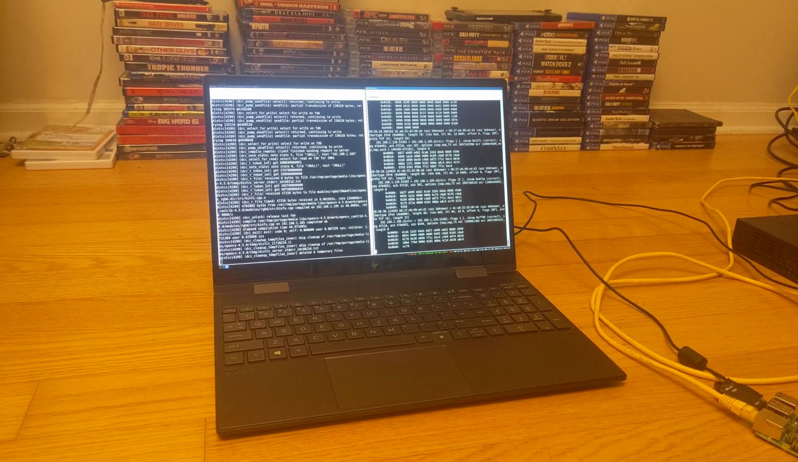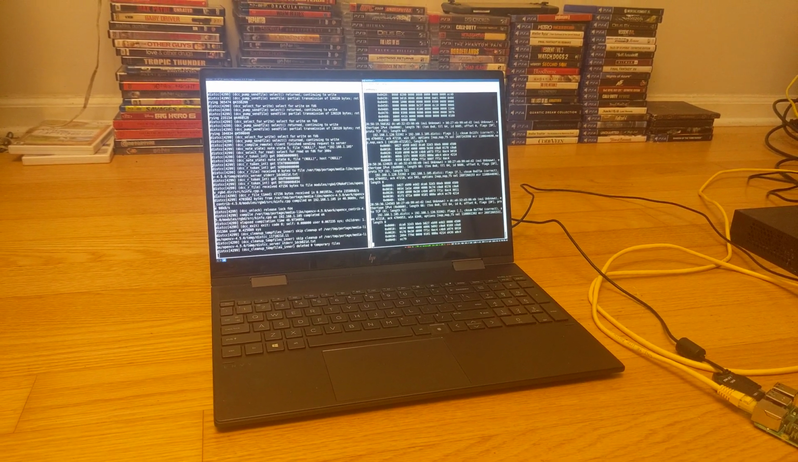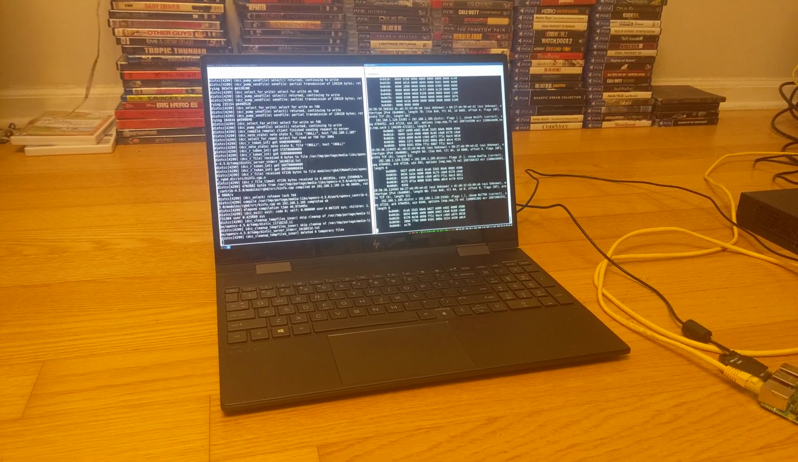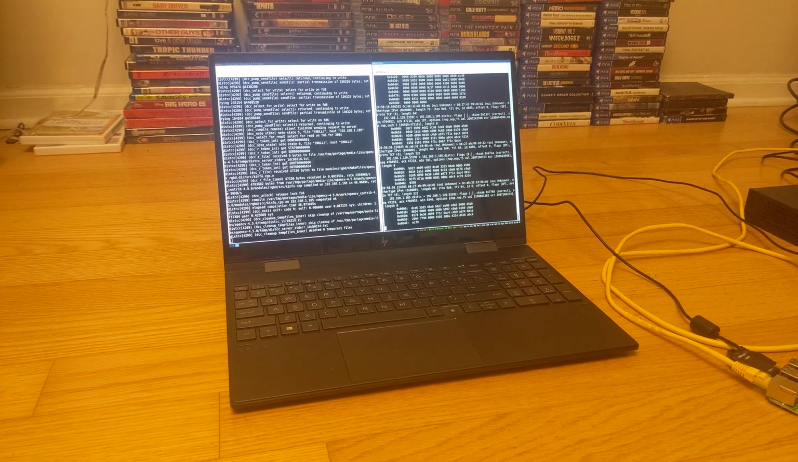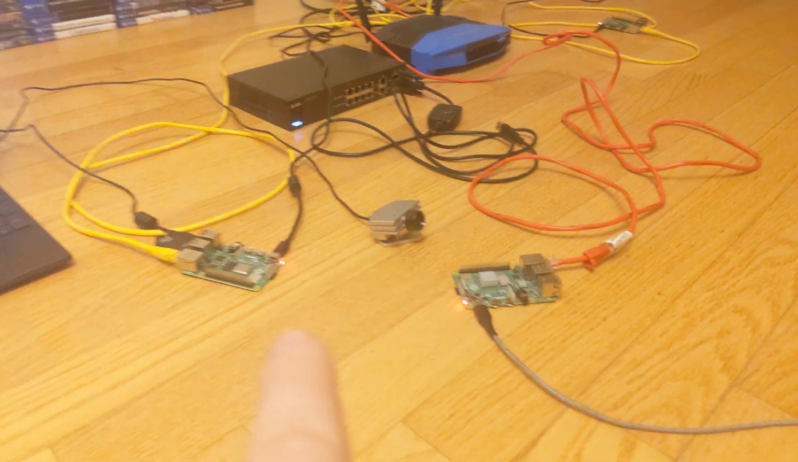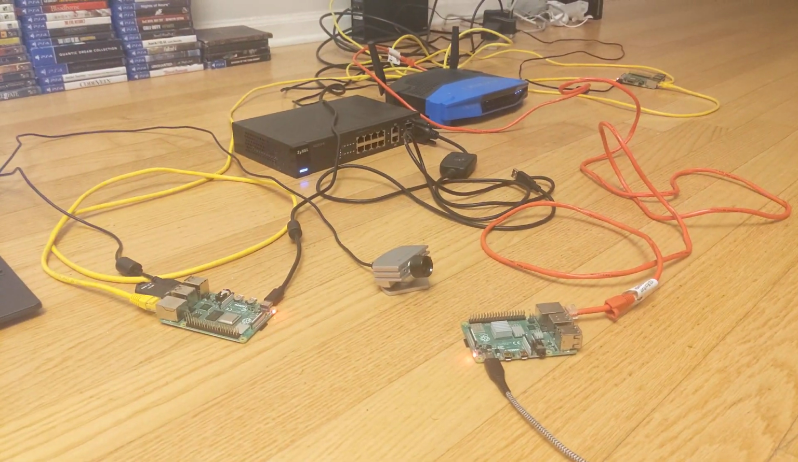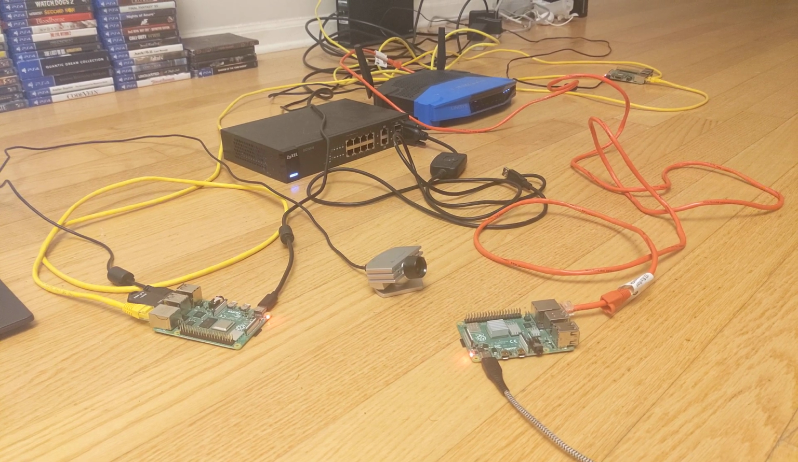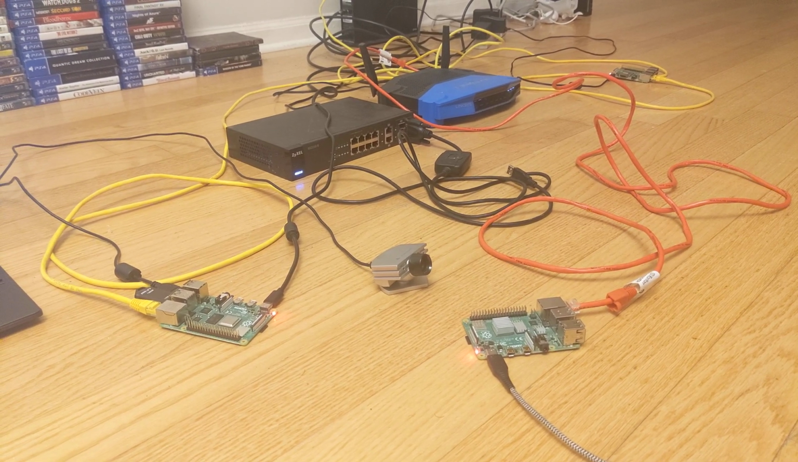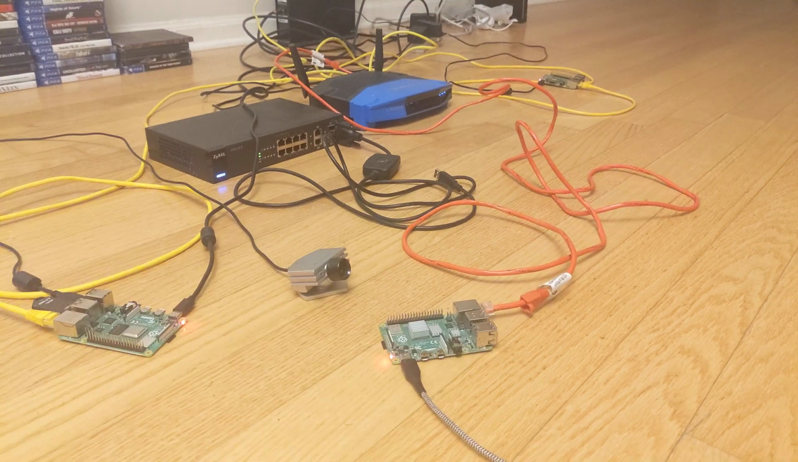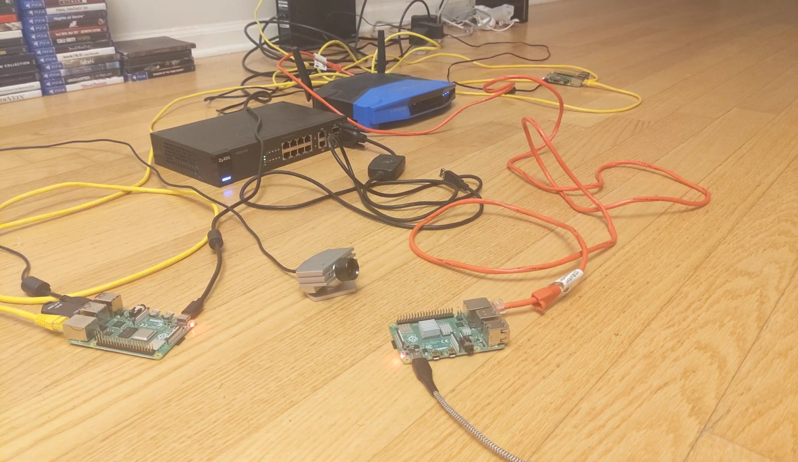So what we're looking at is a single package being compiled over the network with the use of three single board computers. One, two, three. Those are Raspberry Pis. There's one 3B, which is I think a 4 gigabyte RAM model, and the other two are 4Bs, one is a 4 gig and the other is an 8 gig.